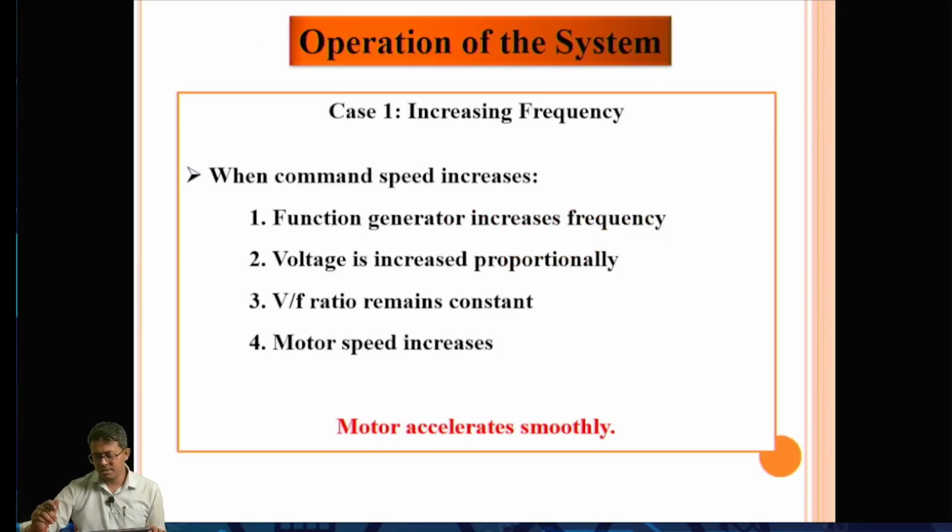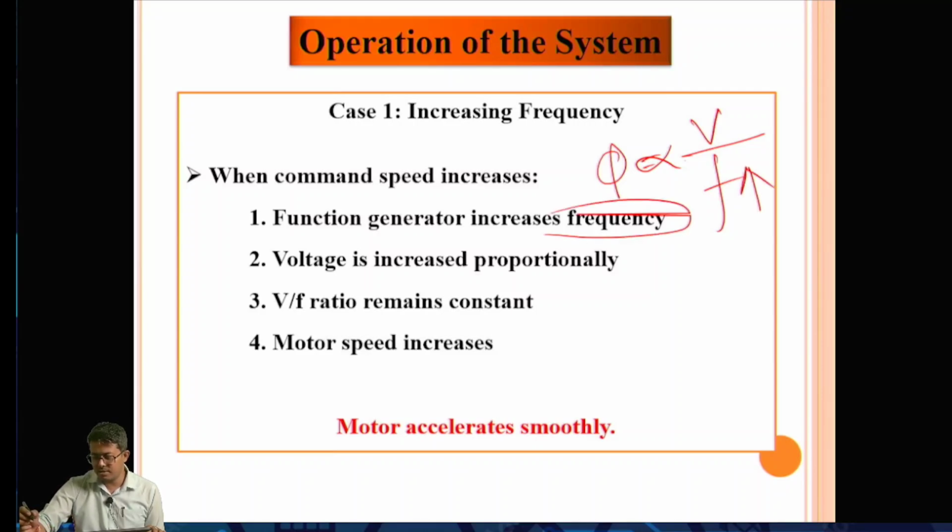Now let's look at two operating conditions. In case one, suppose we are increasing the frequency. What will be the command? The function generator generates an increasing frequency. In that case, we need to increase the voltage also, as we know that flux is proportional to V by F. So the voltage is increased as the frequency is increased.